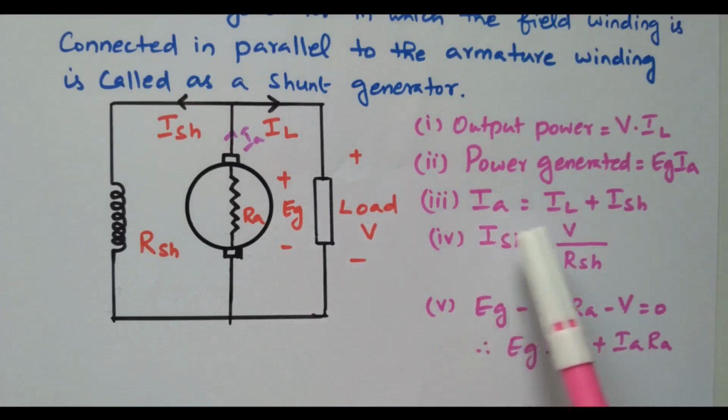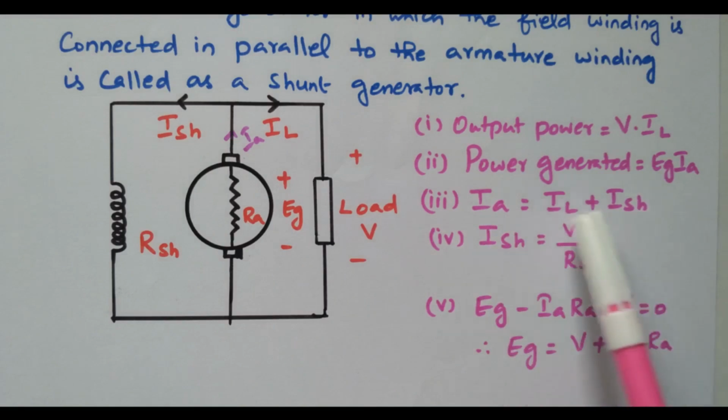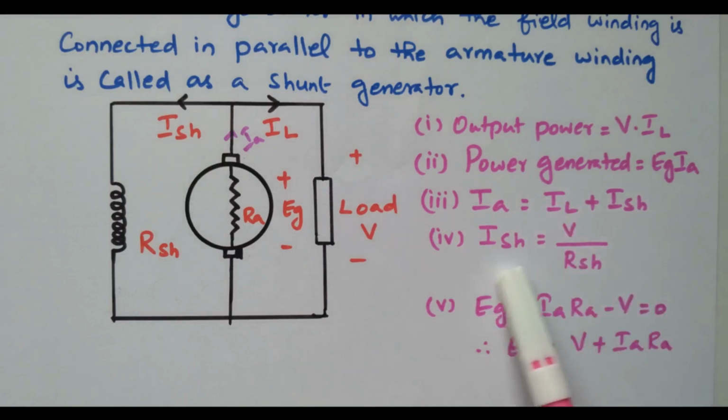Here Ia equal to IL plus ISH. The armature current flowing from the armature is split into ISH and IL. So ISH, the current flowing through the shunt field winding, is nothing but V divided by RSH, because the voltage across this RSH is nothing but the voltage across the load terminal. All are connected in parallel, right?